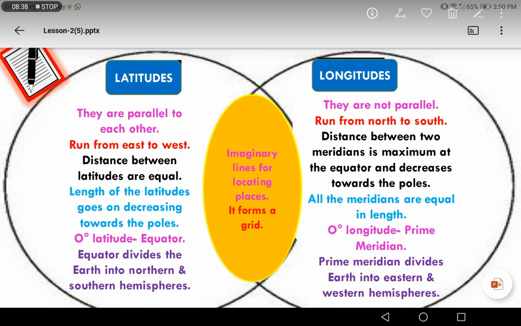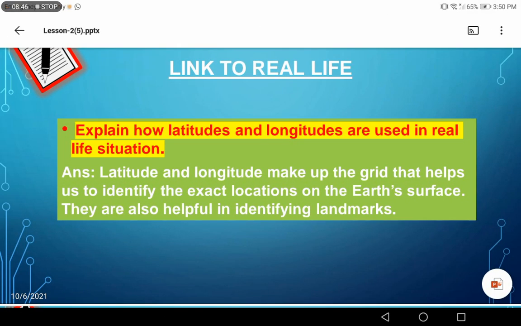Now both of them are imaginary lines for locating places. It forms a grid. Link to real life. Explain how latitudes and longitudes are used in real life situations. Latitudes and longitudes make up the grid that helps us to identify exact locations on the Earth's surface. They are also helpful in identifying landmarks.